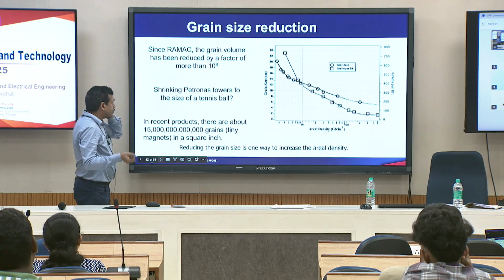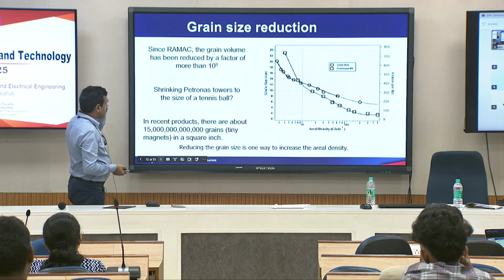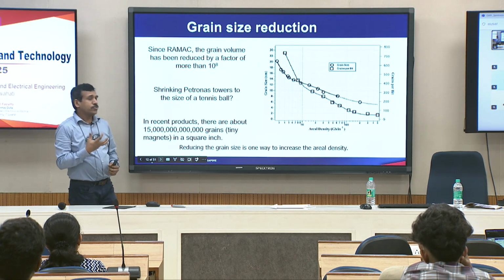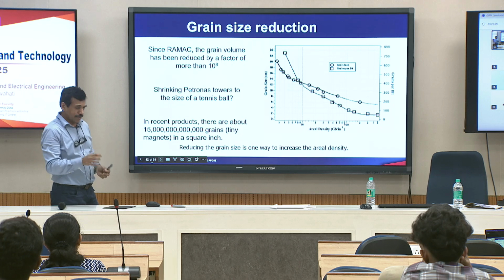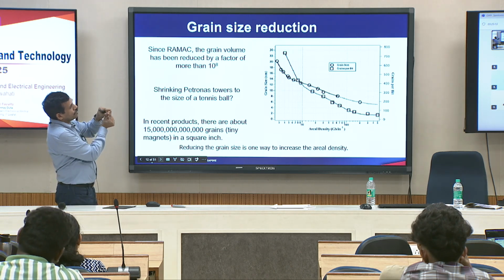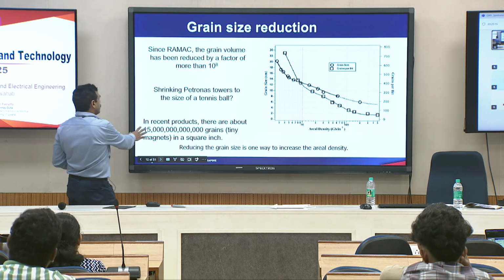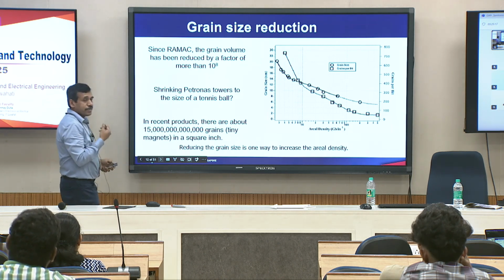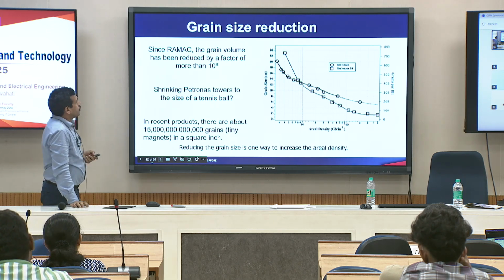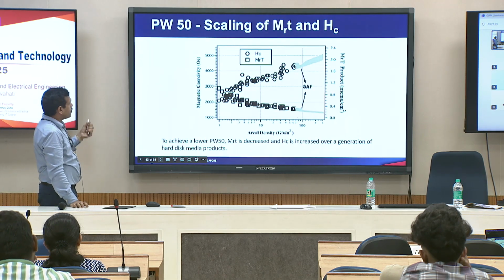So, in recent hard disk drives you can find 15 trillion grains in a square inch. In 1 square inch, which is this small, within this area you will find 15 trillion tiny grains. So, that is the progress that we have, that is one thing.